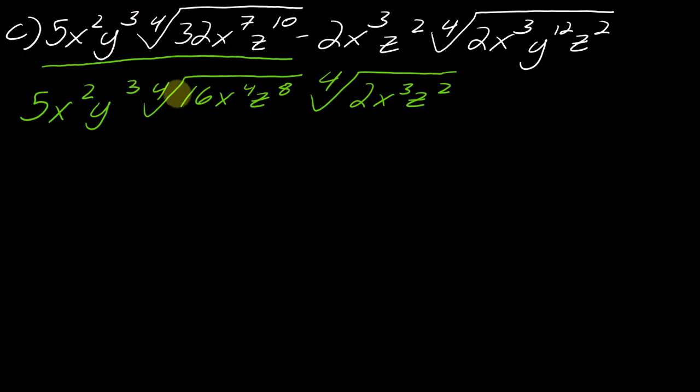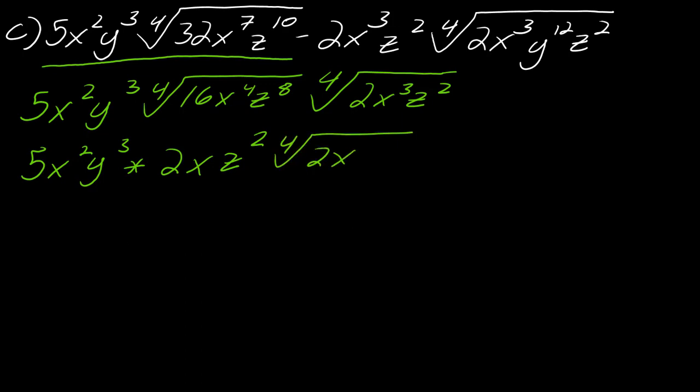So now I will go ahead and evaluate this. This first part is just going to continue to hang out, so we're just going to write this as 5x squared y cubed. Now multiply this by, so the 4th root of 16 is 2. The 4th root of x to the 4th will just be x. And then the 4th root of z to the 8th will just be z squared. And this last part, like I said, I can't do anything with.